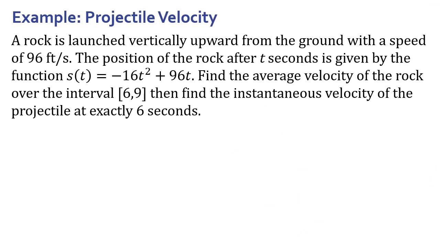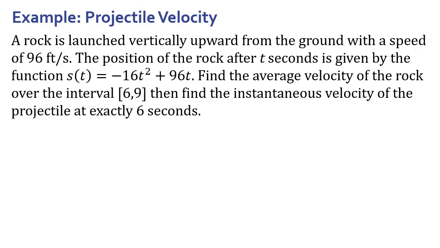Example, projectile velocity. A rock is launched vertically upward from the ground with a speed of 96 feet per second. The position of the rock after t seconds is given by the function s of t equals negative 16t squared plus 96t. Find the average velocity of the rock over the interval [6, 9]. Then find the instantaneous velocity of the projectile at exactly 6 seconds.